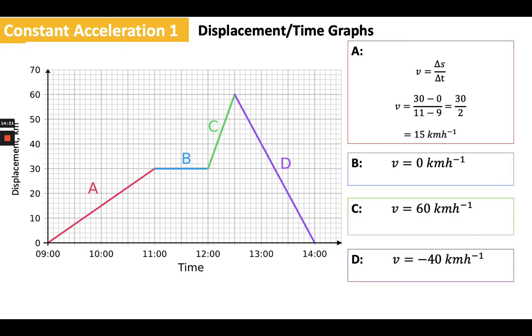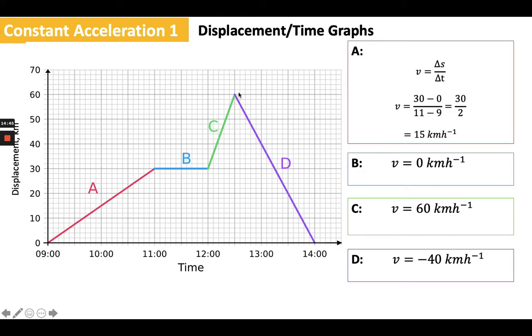Great, so you should have those three as your answers: 0 kilometers per hour, 60 kilometers per hour, and negative 40 kilometers per hour. I suspect the one that some of us might have had an issue with is this one. I'm sure people have got the number 40. The key thing, and this comes back to when I was talking about velocity being a vector quantity, velocity here is negative, okay? The displacement is going down, so the velocity has to be negative.